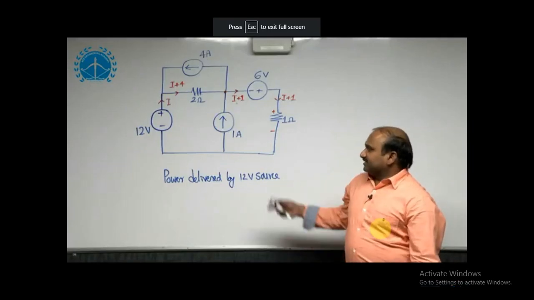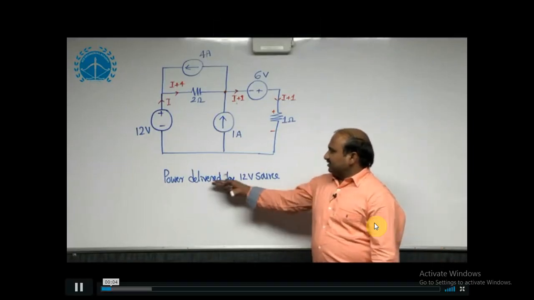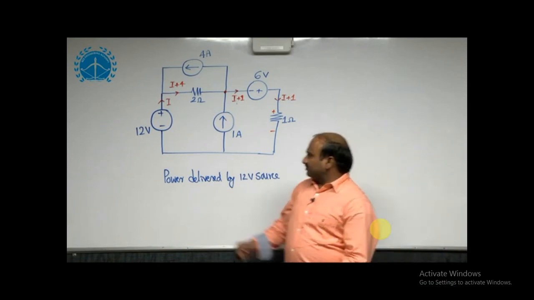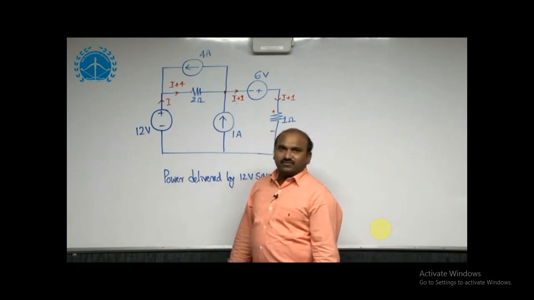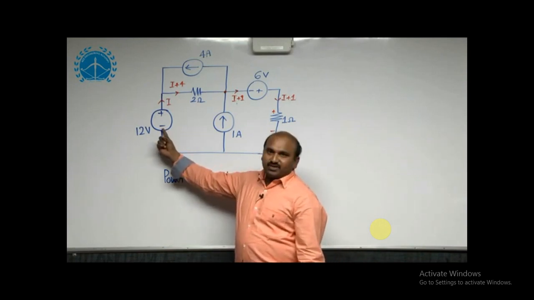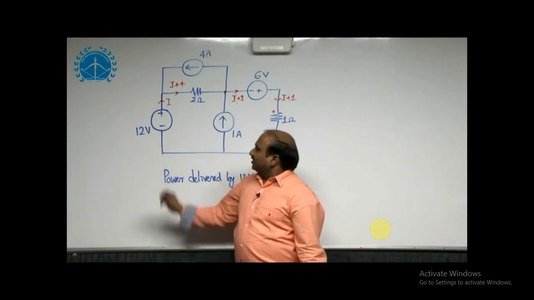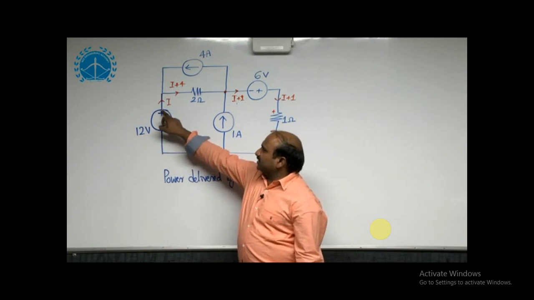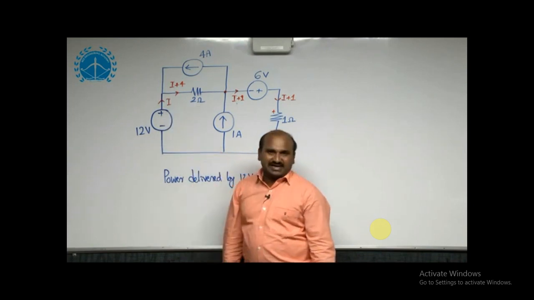But for this example, we need to estimate the power delivered by the 12 volt source. Delivering means that for any element, if you want to get the delivered power, the current direction should be from negative to positive. According to the 12 volt source, I would like to assume the current from negative to positive as I.